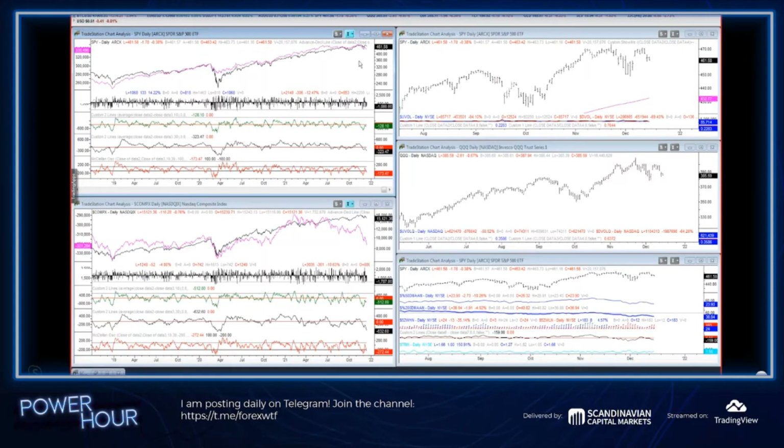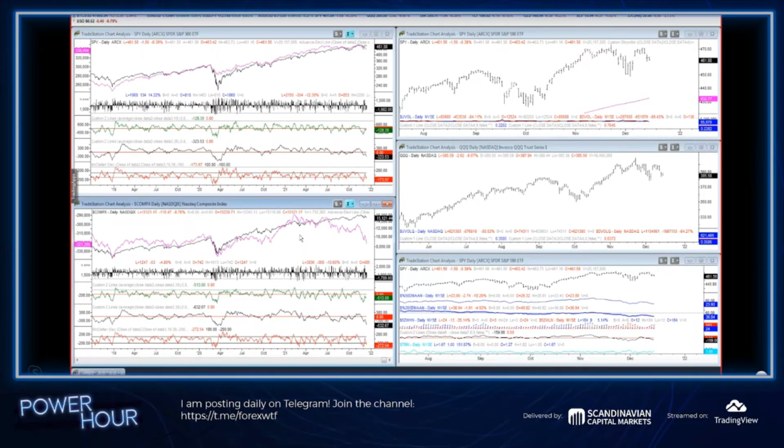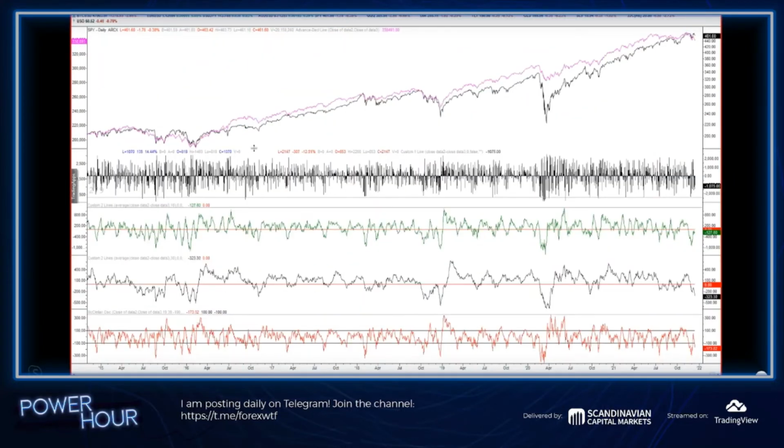Okay, so what you have here is the S&P chart. I know there's a lot going on, but bear with me. The purple line up here is just the advance-decline line. That's it. We have advancers and decliners over here. I keep a 10-day advance-decline line and a 30-day advance-decline line.